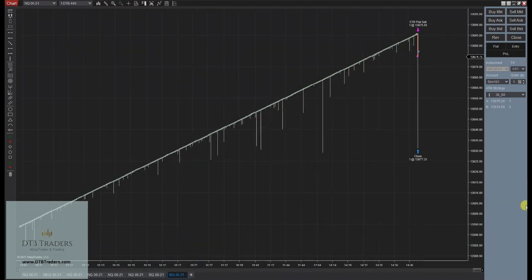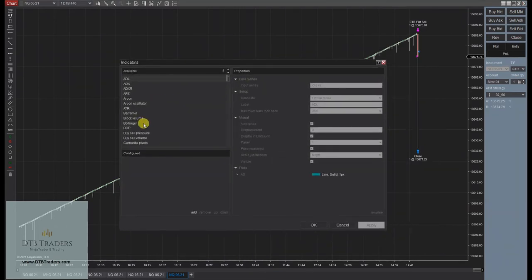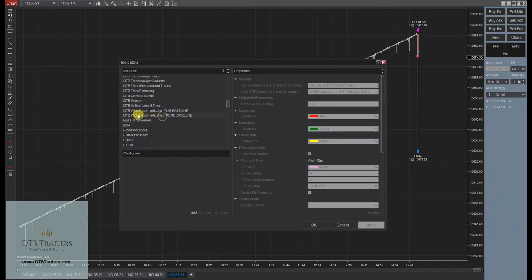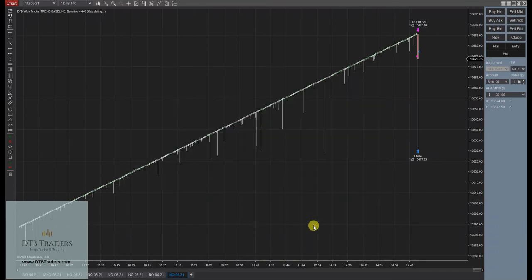Alright, so same thing over here. We can go and apply an indicator. So we can go to the ticks above, below. We go to that trending baseline indicator. So Medina Wick Trader trend baseline. We're working on a 440 chart. So I'm going to put 440 in there. Apply that. And click on OK. Again, it's busy calculating, so when it's calculating, don't click anything on the chart.